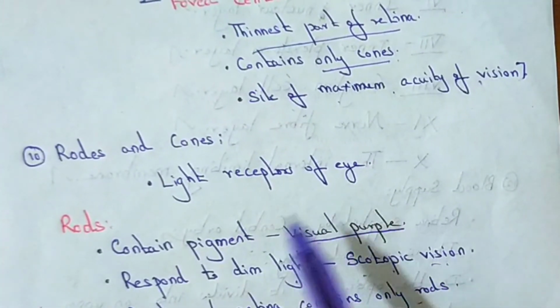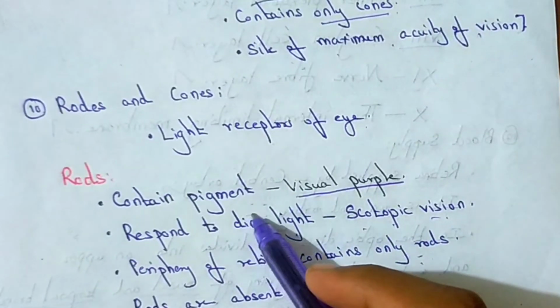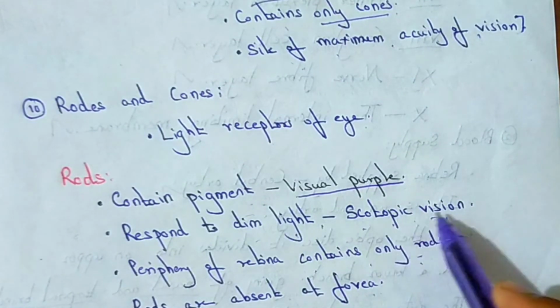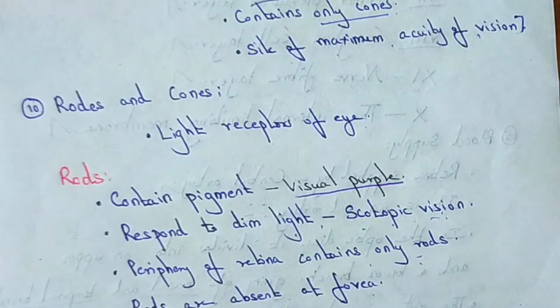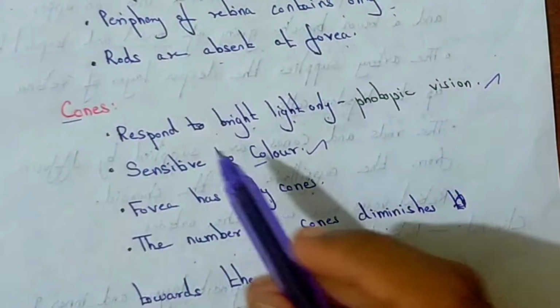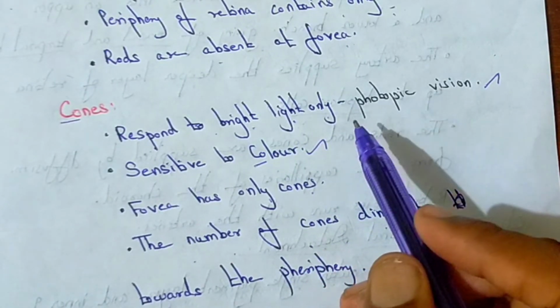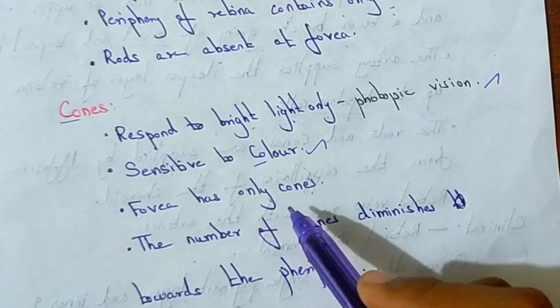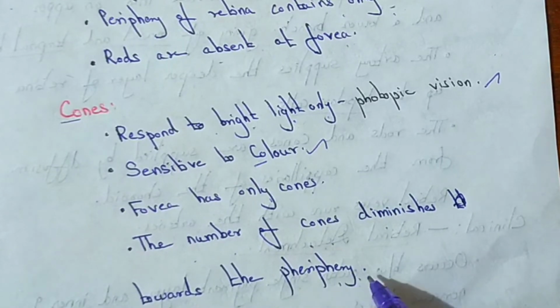The rods and cones are the light receptors of the eye. Rods contain the pigment visual purple and respond to dim light: scotopic vision. The periphery of the retina contains only rods. The rods are absent at the fovea. Cones respond to bright light only: photopic vision. They are sensitive to color. The fovea has only cones, and the number of cones diminishes towards the periphery.